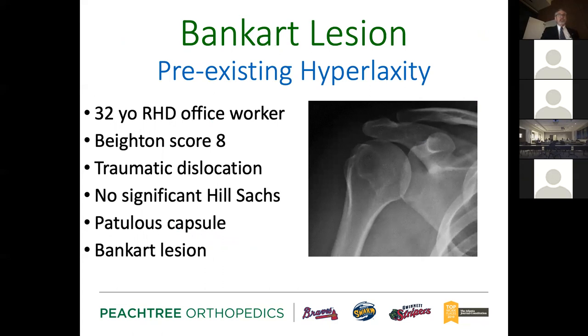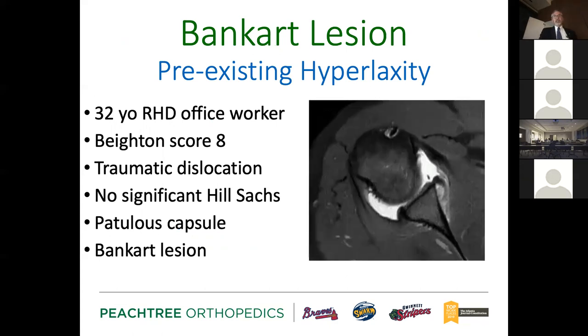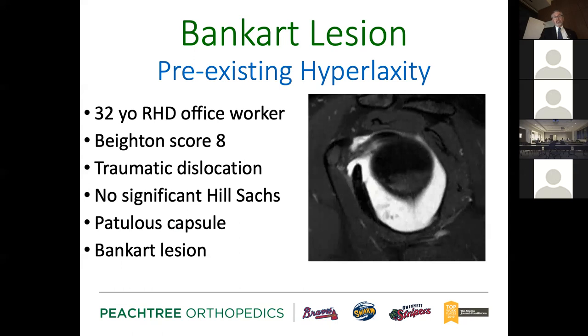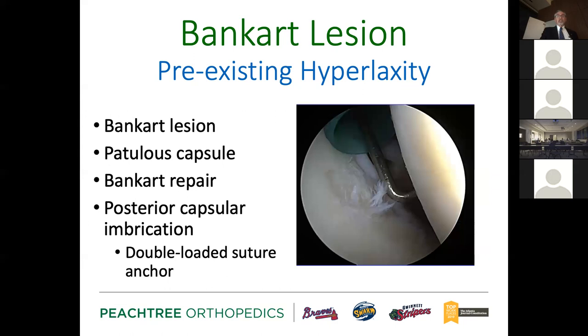But here's another patient, a 32-year-old office worker. She had a Beighton score of 8, had a traumatic dislocation, no significant Hill-Sachs lesion, patulous capsule, and a Bankart lesion. You see the Bankart there in the front, and generally had a very patulous capsule, no real bone lesion. There again, you see your capsule on the sagittal, and then a small Hill-Sachs lesion there.